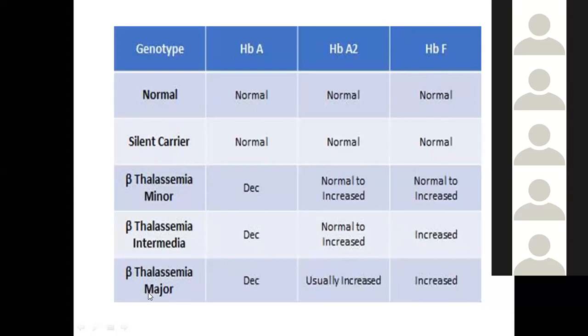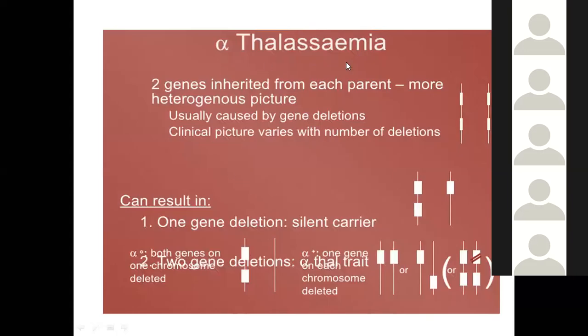All right, then we have beta thalassemia major. Then there is a decreased formation of hemoglobin A. Hemoglobin A2 usually increased, and hemoglobin F is increased. This is for beta thalassemia major. A तो डिक्रीज ही है, A2 थोड़ा बढ़ जाएगा और F ज्यादा ही रहेगा. Alright, okay. Then अल्फा थैलेसीमिया पर आ गया, दोबारा से हम अल्फा पे आ गए.